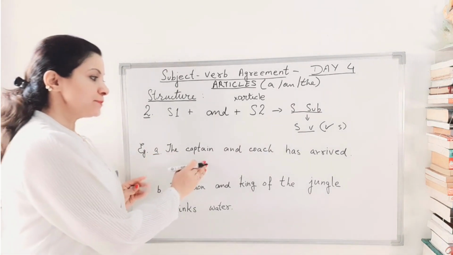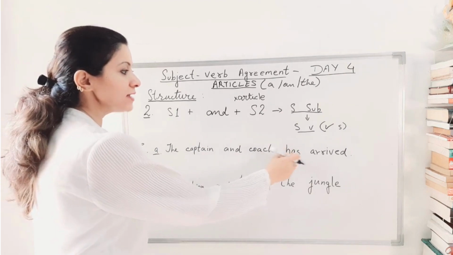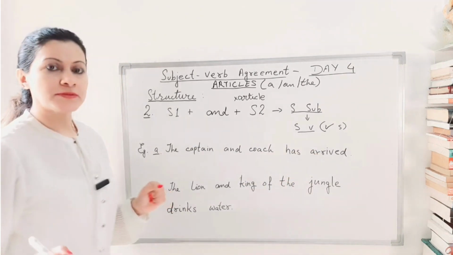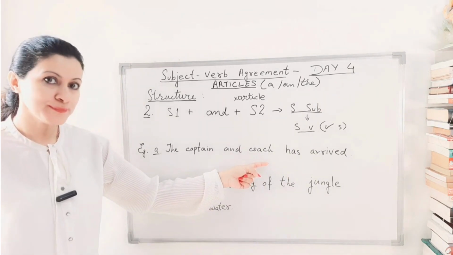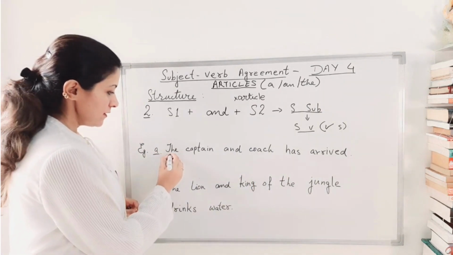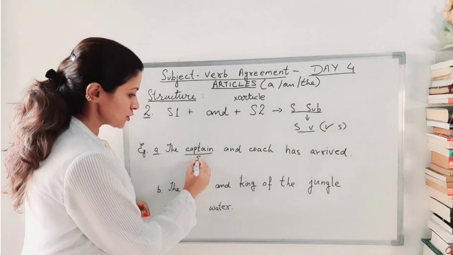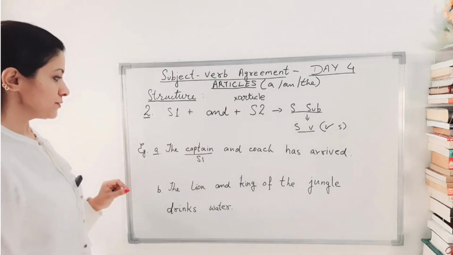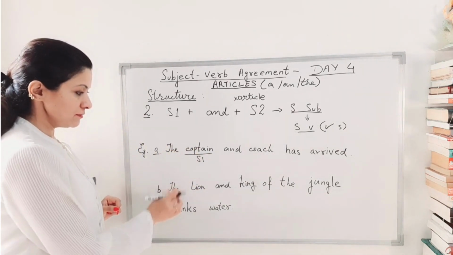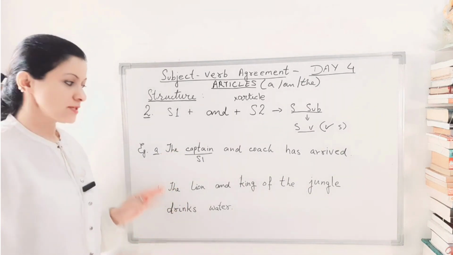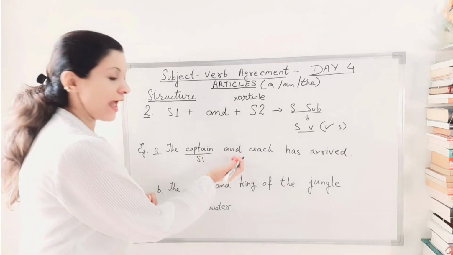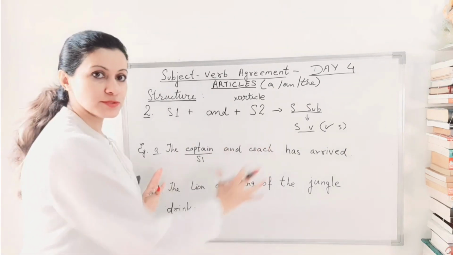First, the captain and coach has arrived. You must be thinking, captain and coach, two different people. No. Notice here, the captain, subject 1. One more thing, you must be wondering, we have article here, right? We have article here, we have article here. That's all right. That's none of our business when we have and in it. We are talking about compound subjects.